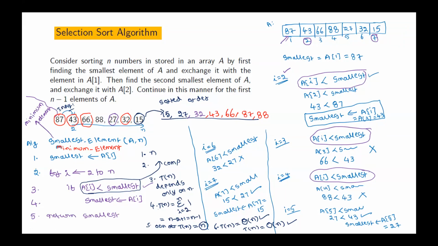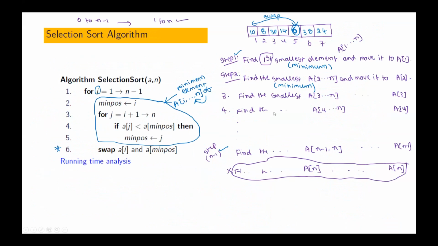What is it that we are selecting here every time? Finding the minimum element. The minimum element only we are finding n minus 1 times, in different subarrays. Now, what is the running time of this algorithm? What is the input size? What is the parameter indicating input size? N. What is the most important operation?